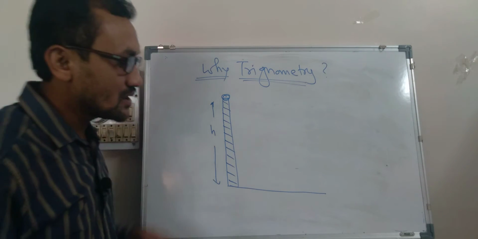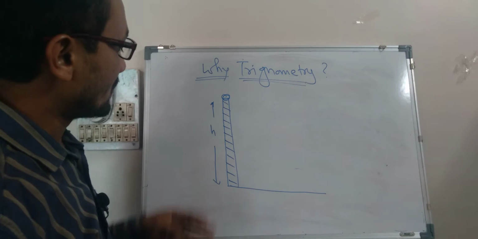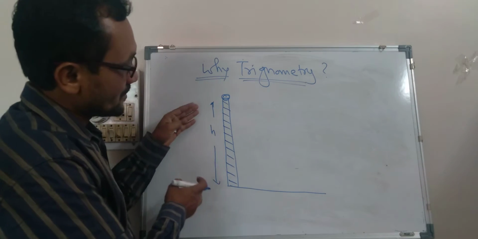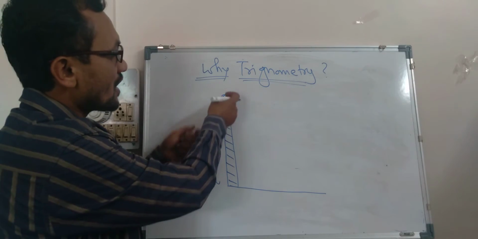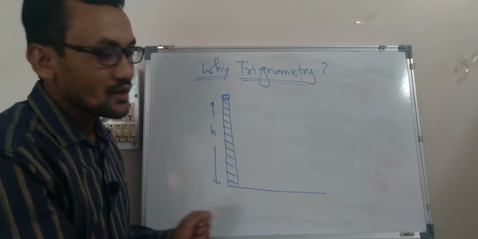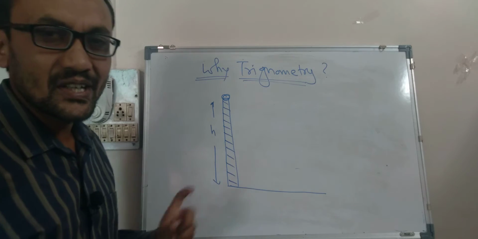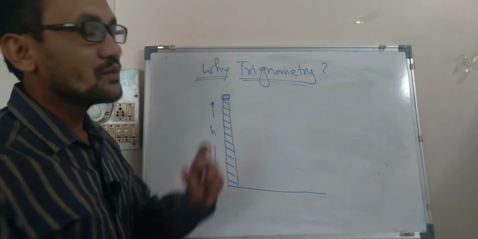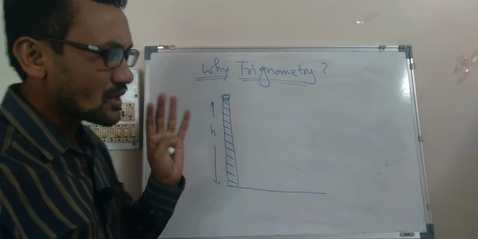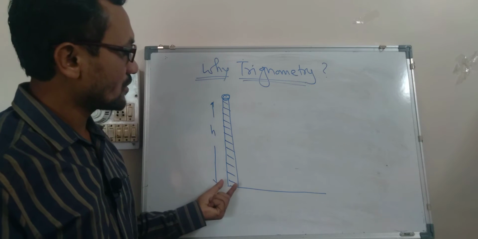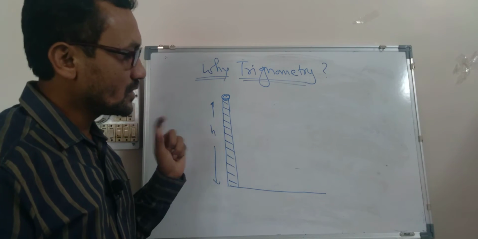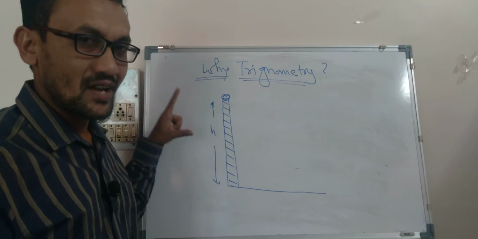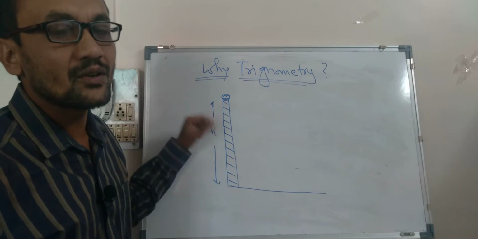Obviously one ordinary student can say, okay sir, we will take one tape and we will climb on this pole and find out the height of this pole. But this is a very tedious thing. If you know mathematics correctly, if you are a good mathematician, then you cannot climb on this pole and find out the height. You need knowledge of trigonometry to find out height without climbing on the pole.